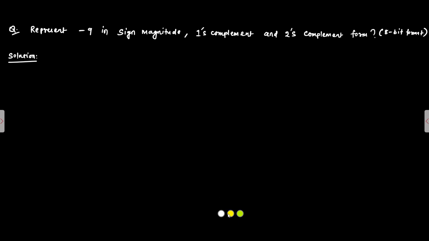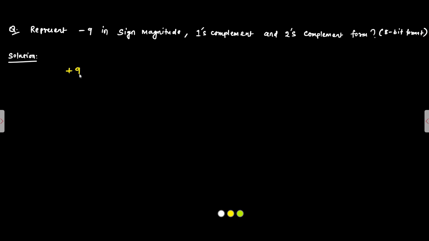So it is given to represent -9 in sign magnitude, 1s complement and 2s complement format, and we have to use an 8-bit format for this. So first we have to represent -9. So first we have to see how to represent +9.